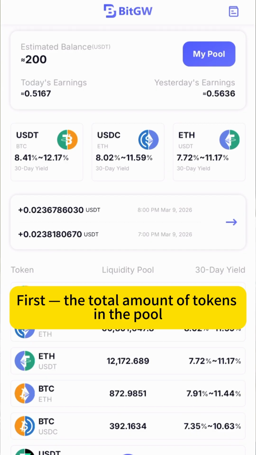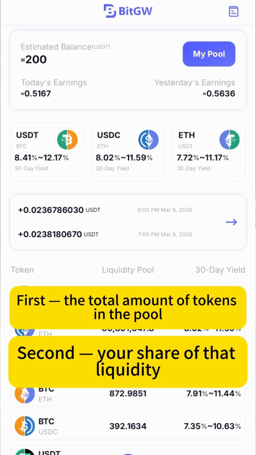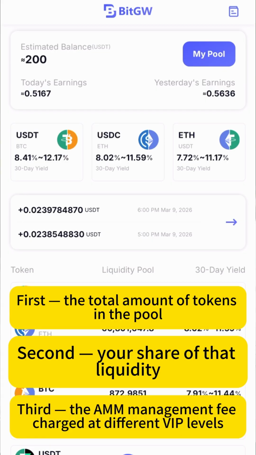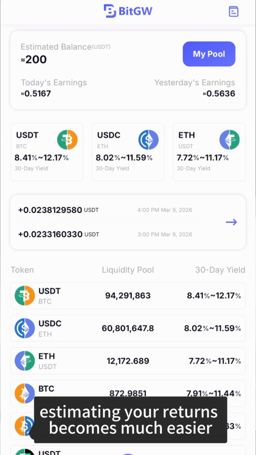First, the total amount of tokens in the pool. Second, your share of that liquidity. And third, the AMM management fee charged at different VIP levels. Once you understand these three, estimating your returns becomes much easier.